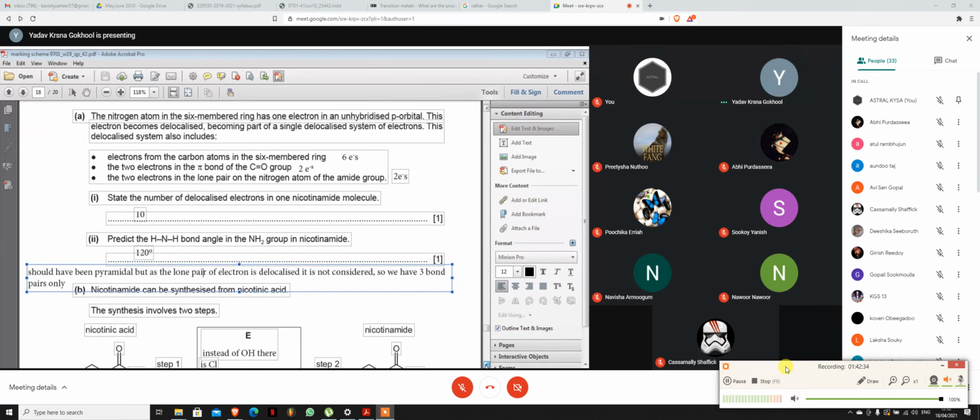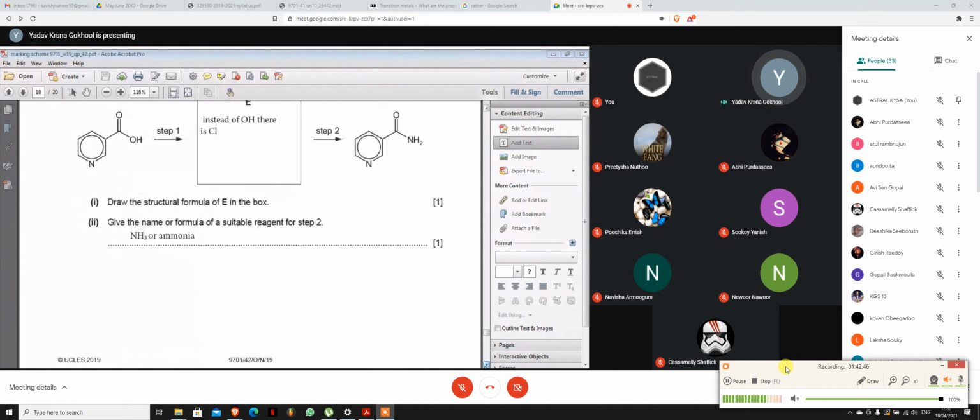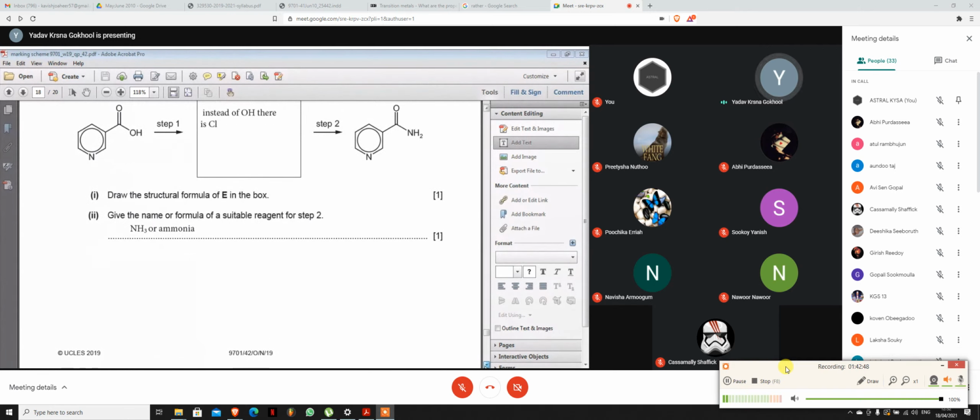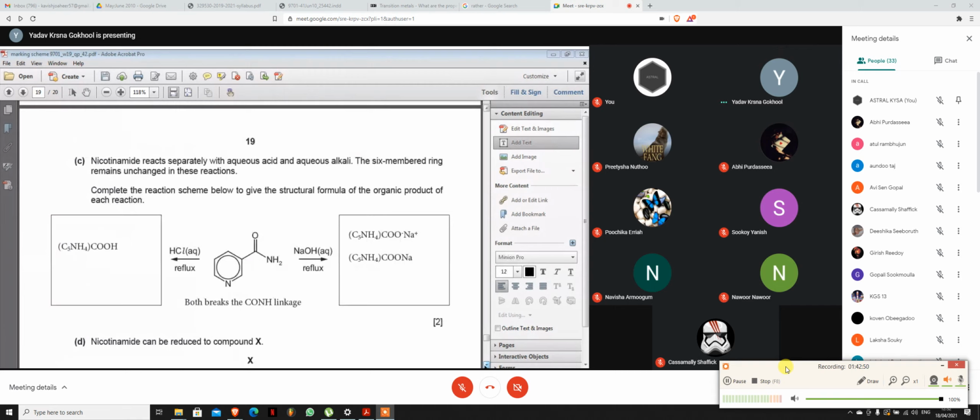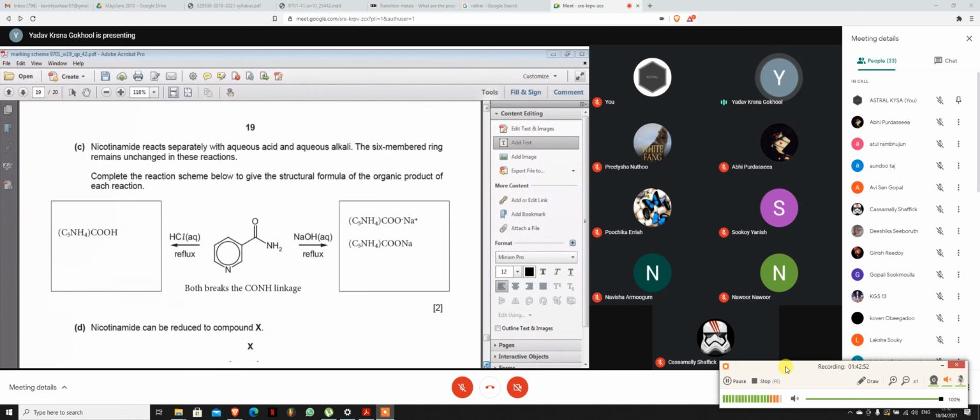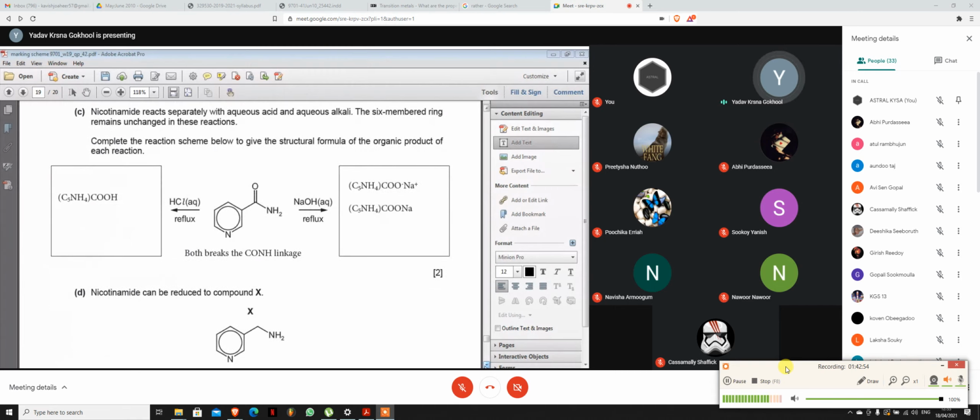All right, so instead of OH, you put Cl, and then you put ammonia under pressure. Here we are doing what we call hydrolysis. This is acid hydrolysis. Acid hydrolysis gives you a carboxylic acid.